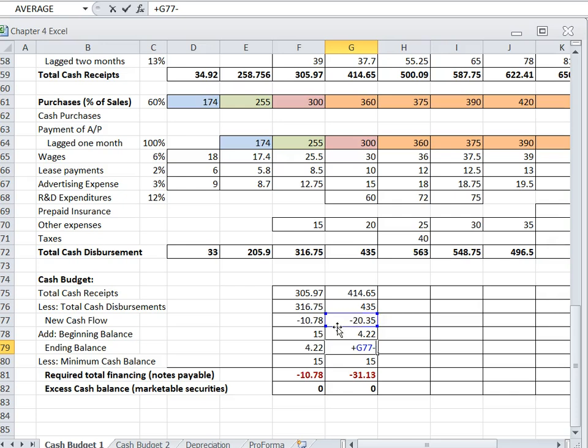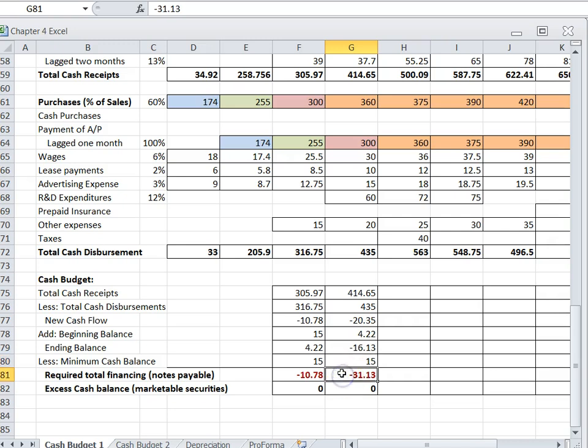Now if I take my new cash flow plus my beginning cash balance, I get the ending cash balance. Let me put the formula in there. Okay. So what this is basically saying is I'm short. My cash flow is negative 20,000. I have a cash balance of 4,000, so my ending balance is negative 16. I want to have a minimum cash balance of 15.